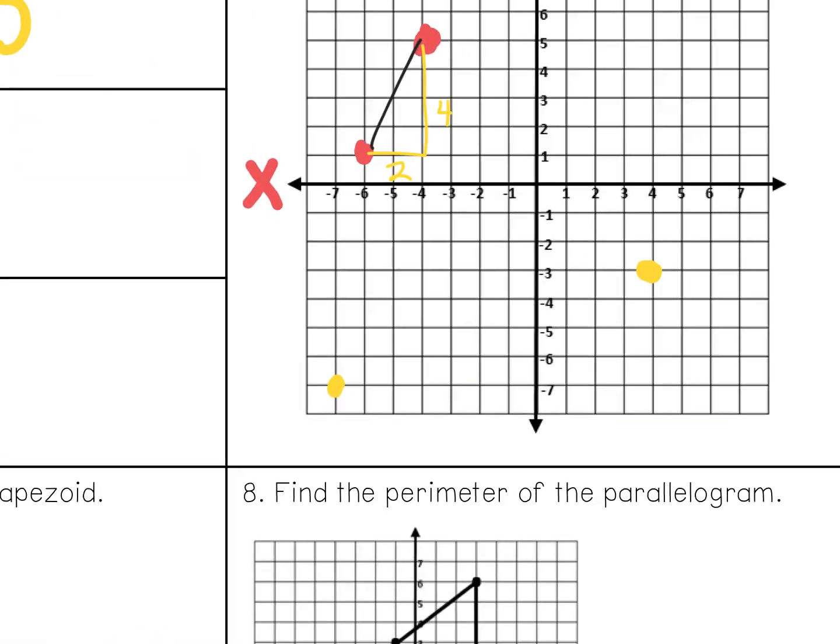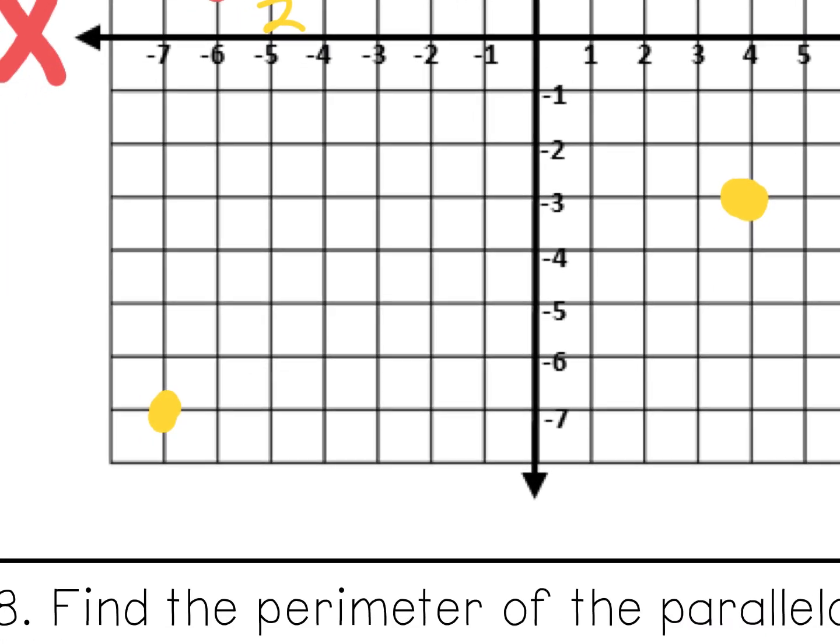So let's zoom in. Our points should be here and here. So -7, -7, and 4, -3. Okay, I've got to connect my 2 points. So I draw my line. Now what? Make a triangle. Over, up. Make a triangle.